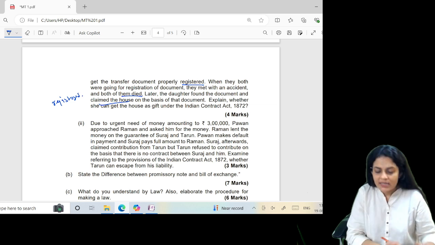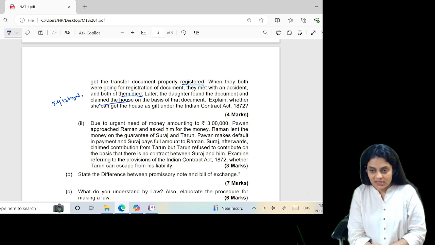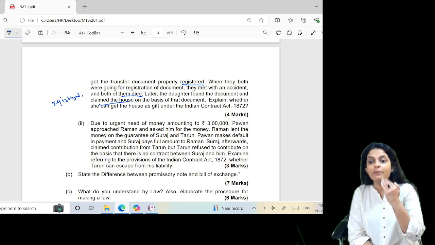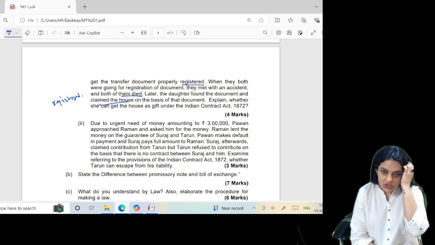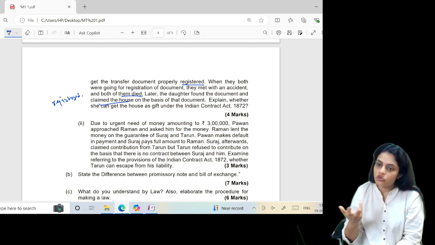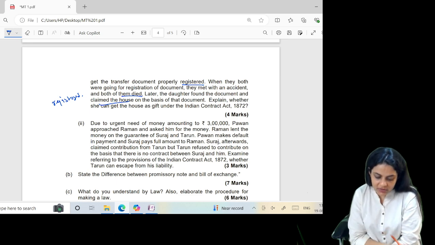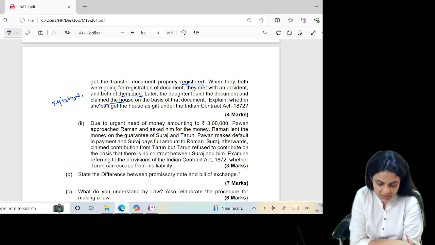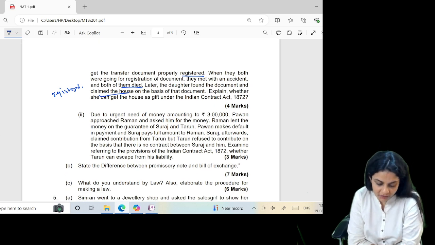Now, ma'am, why is it not a completed gift? In completed gifts, first I promise to gift you. Here, Om Kashyap did not promise to give the house to the daughter. So there was no promise to give, so it will obviously not come under completed gifts. Okay? It is what? Natural love and affection.